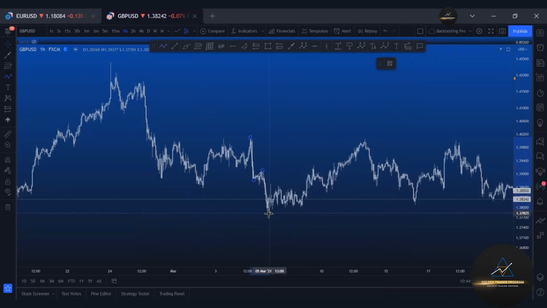So where is price likely to pull back to? At the moment, price is likely to pull back towards this particular area. So anything in the middle is just a pullback, right? Just a pullback. And as you can see, price did in fact pull back towards this level and then drop.